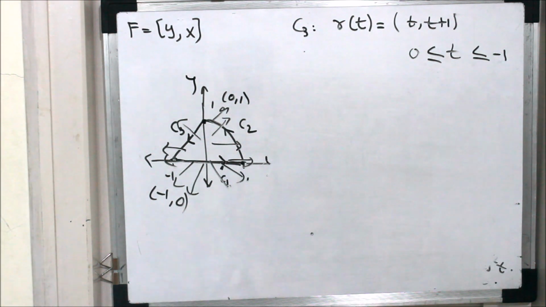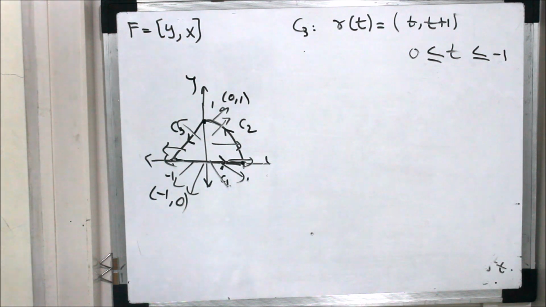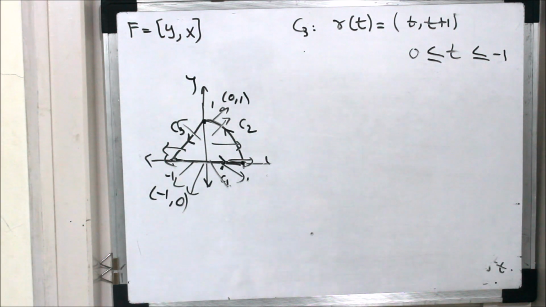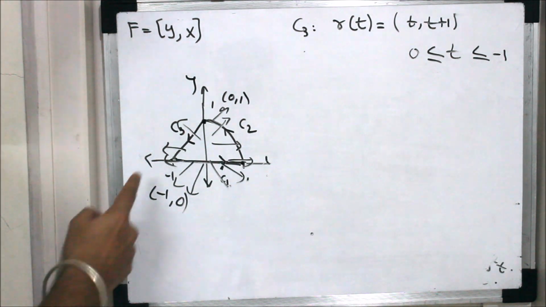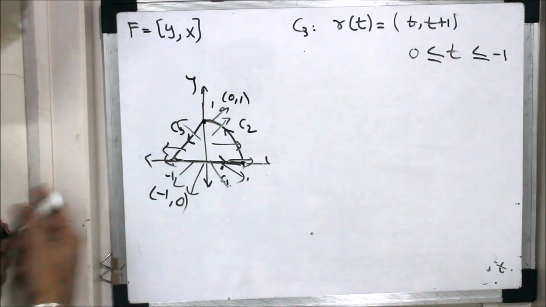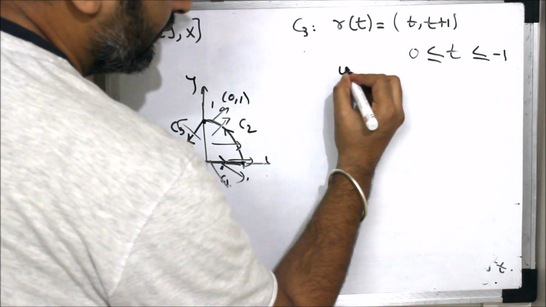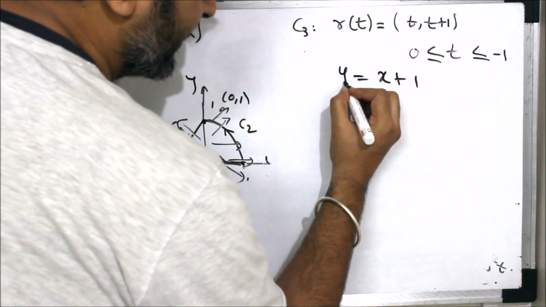You know how to parameterize a line segment, which we saw in our second session on parameterization. It is nothing but (1 minus t) into a plus t into b, where a and b are the points joined by the line. That is one way which you can try, but otherwise, the equation is nothing but the line passing through 0, 1 and minus 1, 0. So y is nothing but x plus 1. This is the equation of the line.